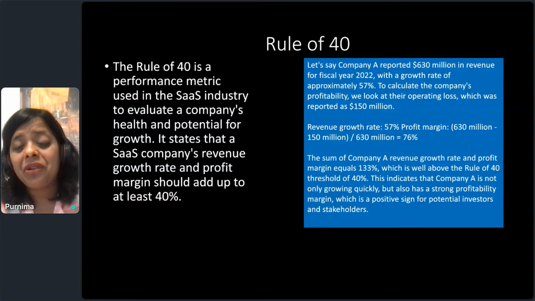And by the way, the company I'm talking about, the example I've used, is right now worth billions of dollars.